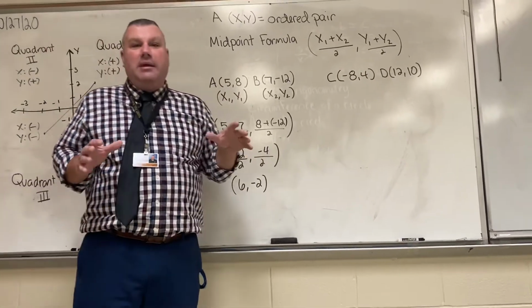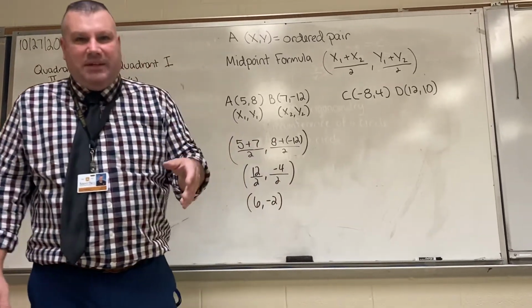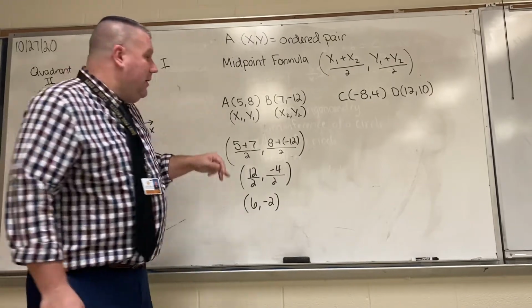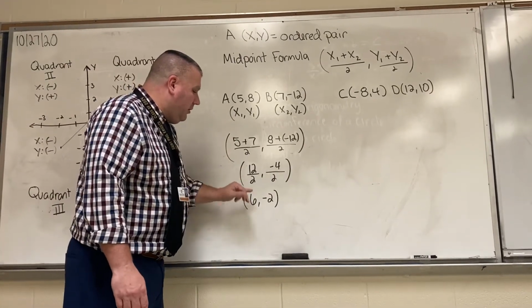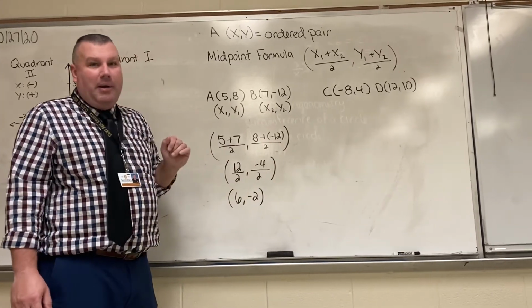It will never be a number by itself. It will never be like 8 or 12 or negative 16. It has to be an ordered pair. So make sure you calculate your x and your y. That's why it's in parentheses separated by a comma.